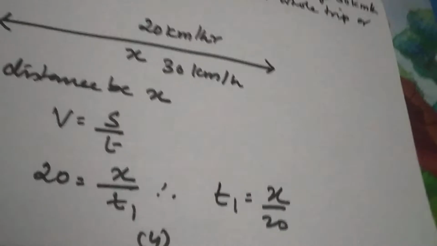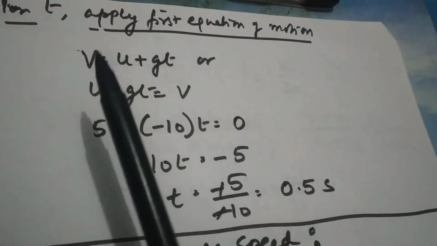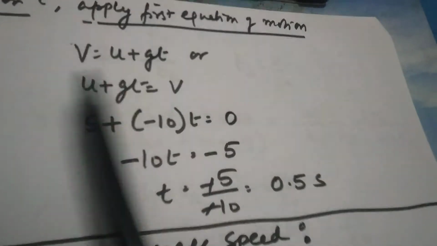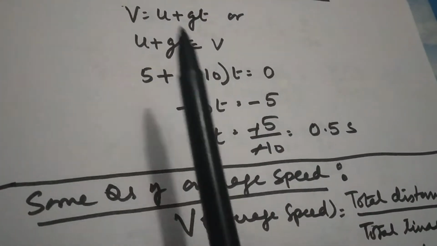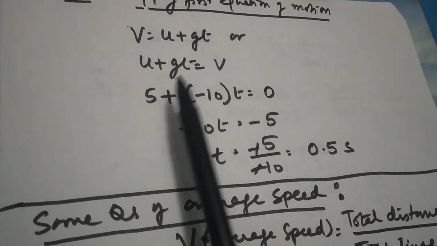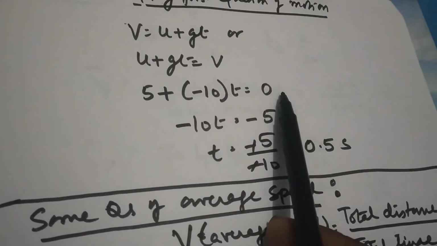To find the value of t, you can apply equation number one first: v is equal to u plus gt. You can interchange the equation like this also: u plus gt is equal to v. So u is 5, g is minus 10, and v is equal to 0.